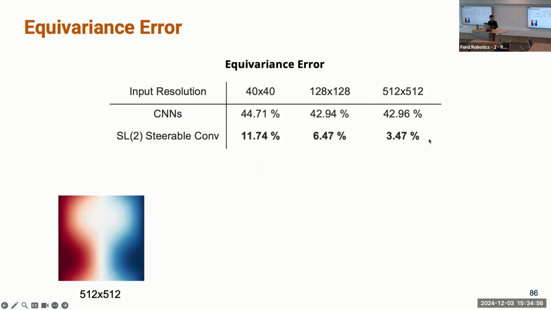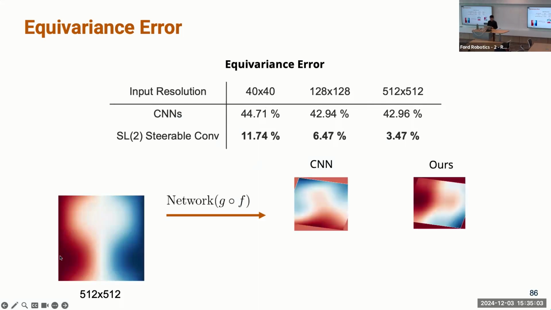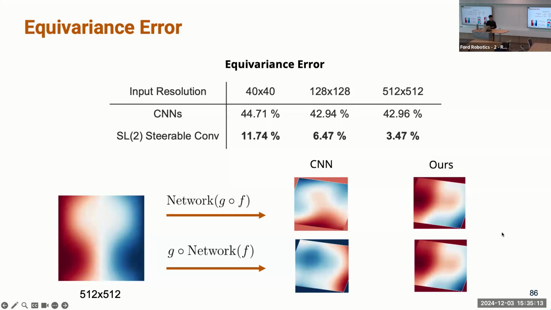We can also see a qualitative result of high resolution image feature learning. We feed a transformed input into the network and get our feature from the CNN and ours. We can also feed the original image into the network and then transform it afterwards. You can see that the feature from the CNN is completely different, but it's blocked. But the feature from ours qualitatively looks the same.